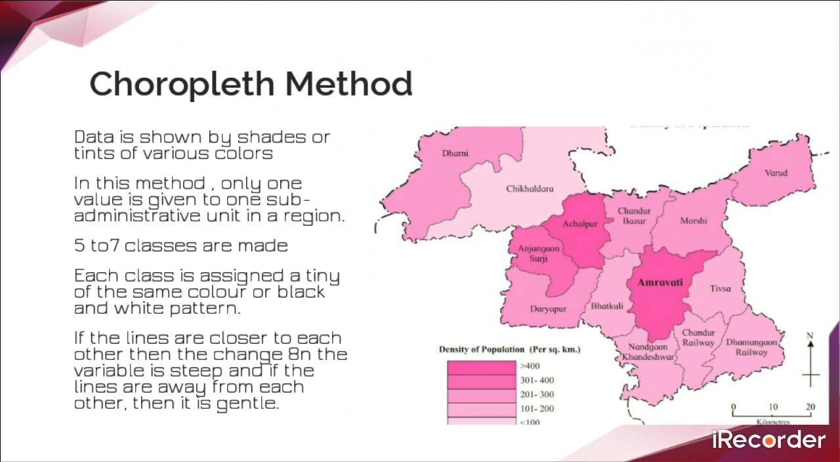In this method, the smallest and the largest value of the given data of the variable in a region are taken into consideration. After that, 5 to 7 classes are made. Each class is assigned a tint of the same color or a black and white pattern. So in two ways, shades or tints of the same color, otherwise a black and white pattern, choropleth maps are used.